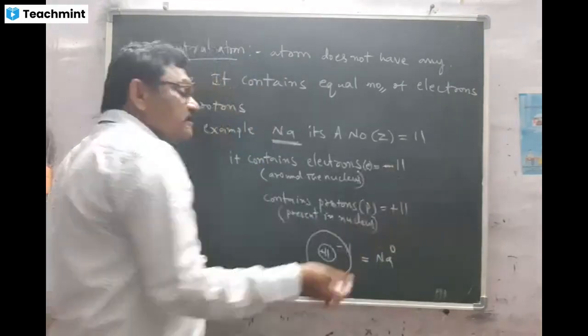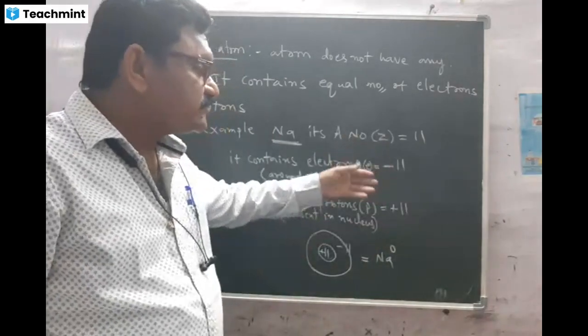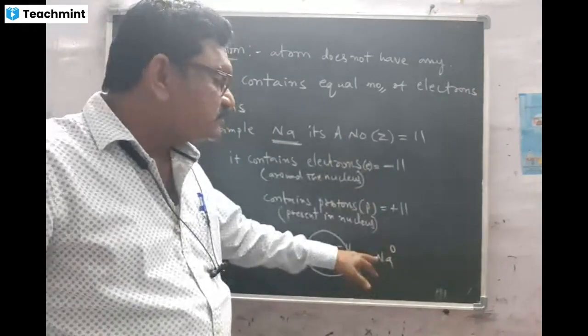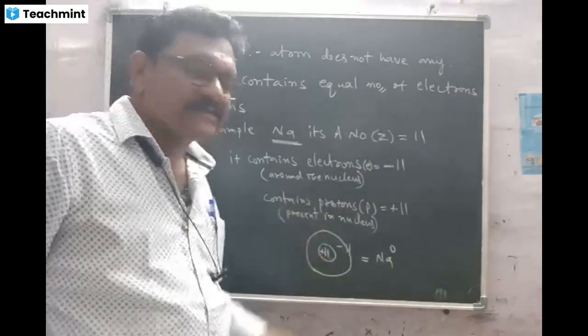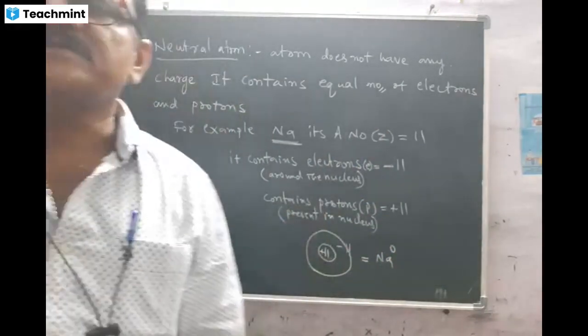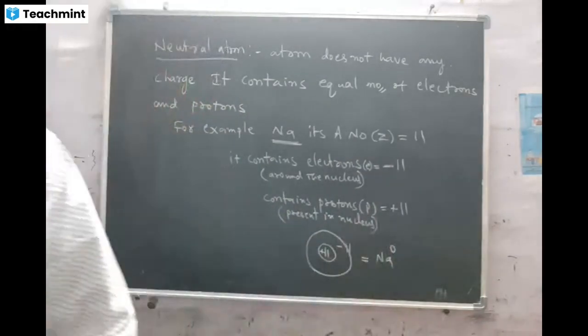So plus 11 and minus 11 counterbalance. Together what charge is sodium having? Zero charge. Why? Because minus 11 is balanced by plus 11. Have you understood? Right, you write down.